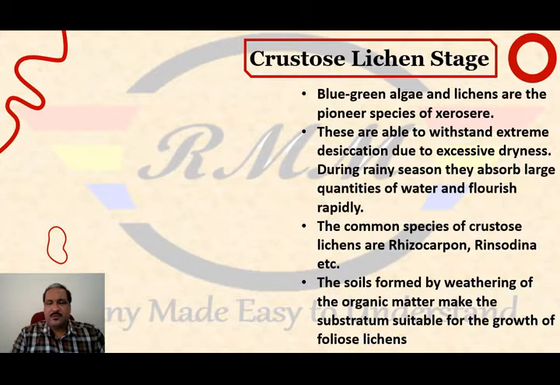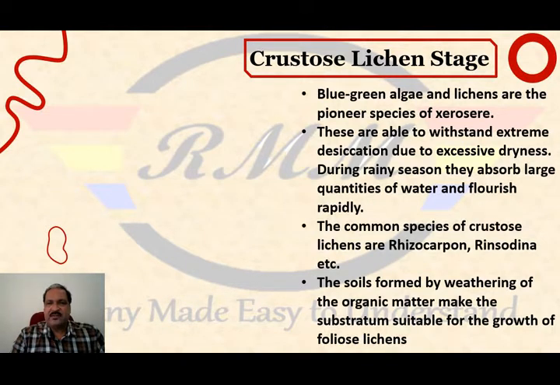Now, as I've told you, on the lithosere, the succession begins on a rocky surface, a rock that is not eroded or weathered. So, due to great exposure to the sun and extreme deficiency of water, the first pioneers on the bare rocks are the few simple organisms. The most successful organisms are the crustose lichen. These are able to withstand extreme desiccation due to excessive dryness. During rainy season, they absorb large quantity of water and flourish rapidly.